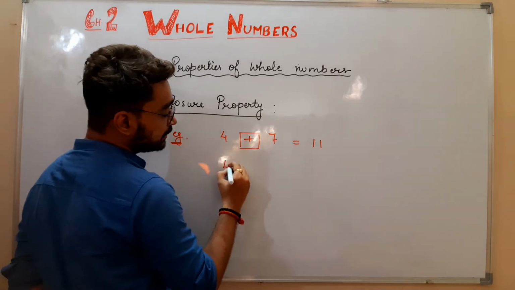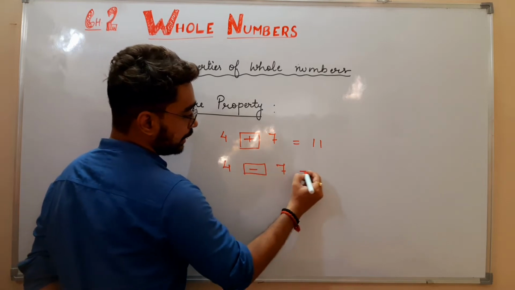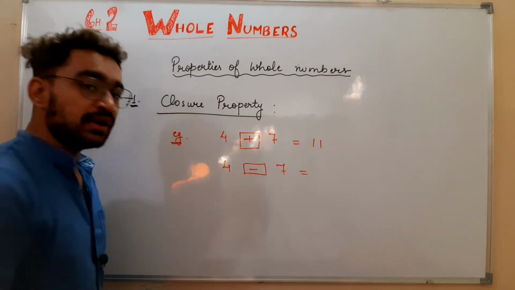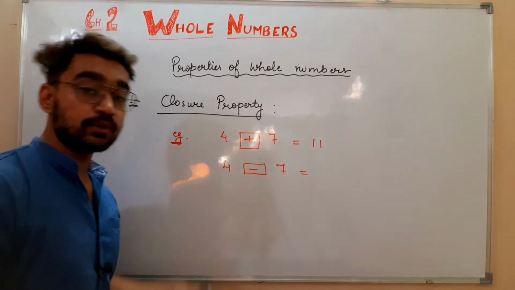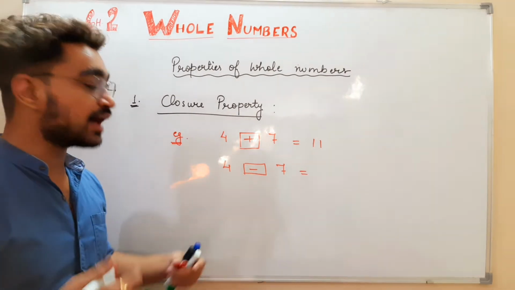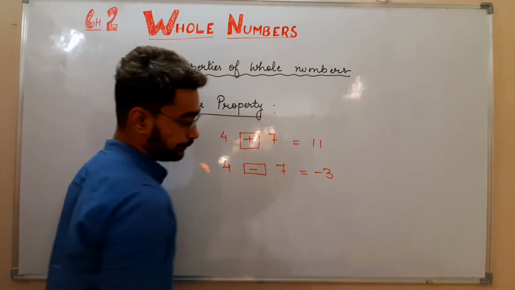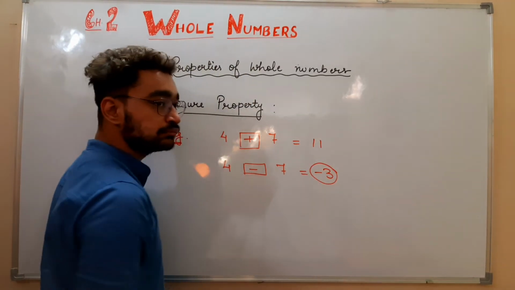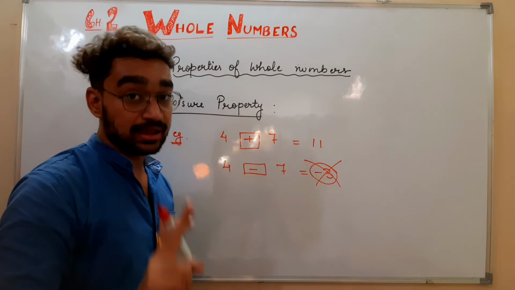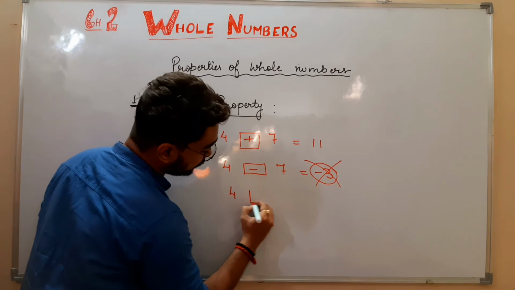Great. Now I am taking the same numbers and doing subtraction. 4 minus 7. 4 is a whole number, 7 is a whole number, but is it possible to subtract a bigger number from a smaller number? No, right? For you it is not possible to subtract. But in the higher classes you will understand that it will come as another number, like minus 3. So is this minus 3 a whole number? No. So in the case of subtraction, closure property does not apply every time. Now let us check the case of multiplication.